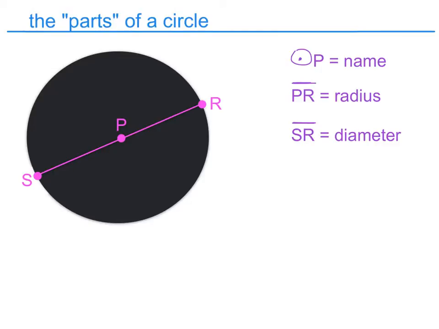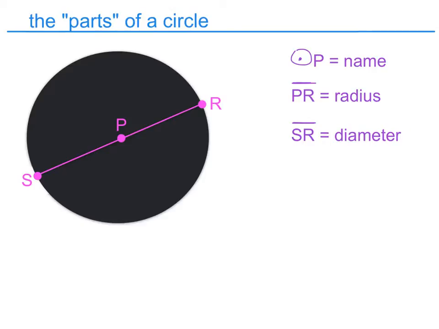Okay, going back to the beginning of the year, we know that if P is the center of a circle, then that's how we name the entire circle. So this drawing has circle P. If a point is on the perimeter of the circle, so R is on the perimeter, and you connect that point to the center of the circle, that segment is called a radius. Now SP is also a radius.